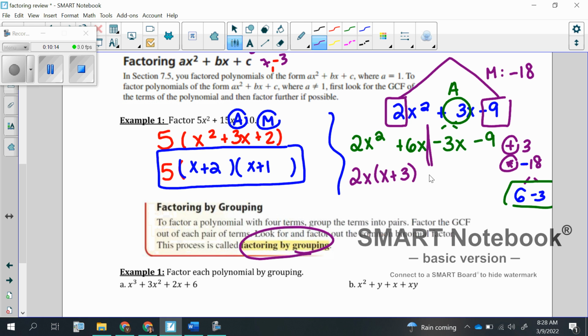What can we pull out here? You can pull out a negative 3. What's left? X plus 3. When you factor by grouping, whatever is in these two factor pairs should be identical. Now, what's your final factored answer? You take everything that's in front, that becomes one factor, and then what's inside the parentheses is another. You don't need to repeat it twice.